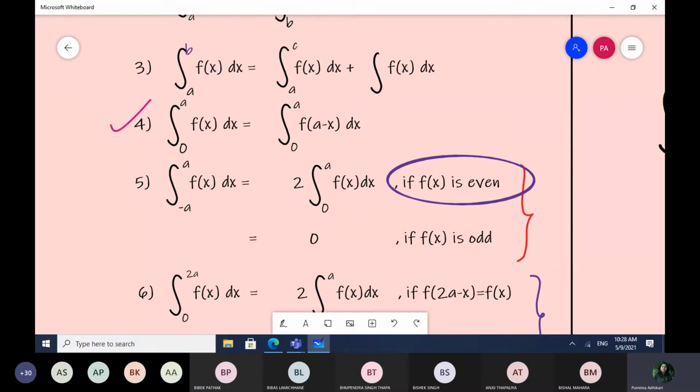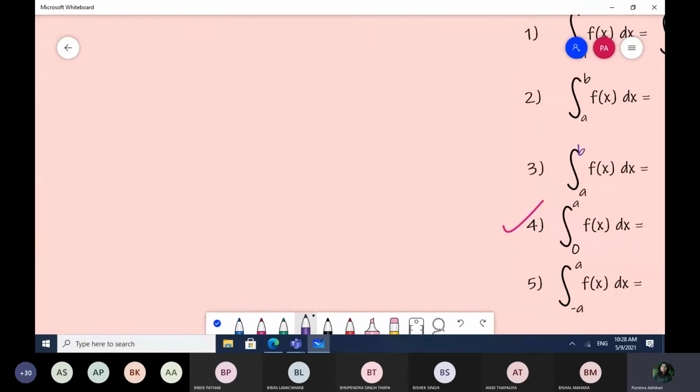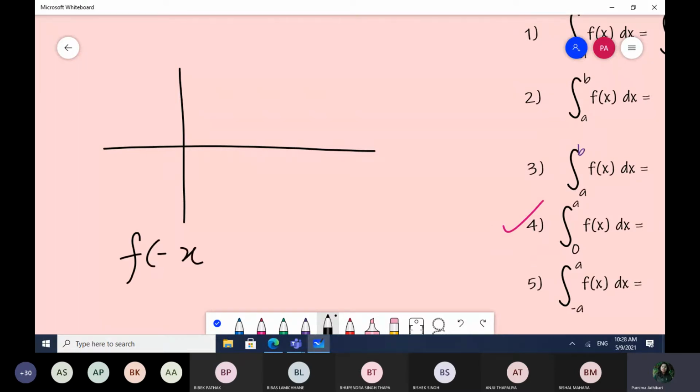So let me explain this graphically. First of all, what is an even function? You all know this. What is the condition for a function to be even? It must not change while changing the sign. Yes, exactly. When you replace x by minus x and your function gives the same result, there is no change in the function by replacing x by minus x. That means such a function is an even function.